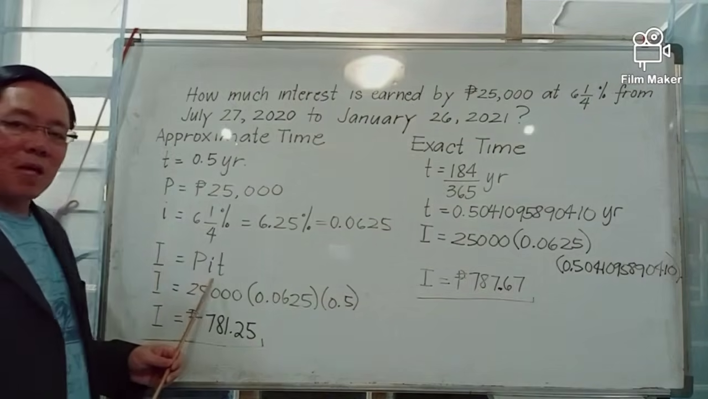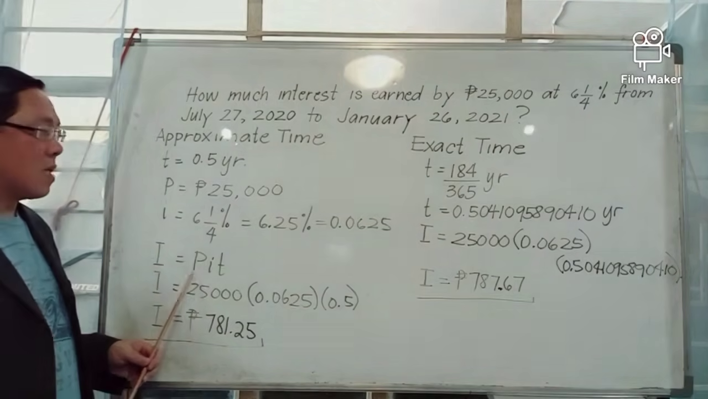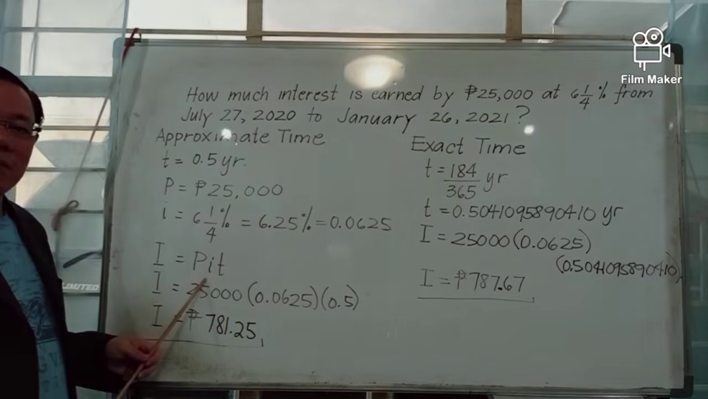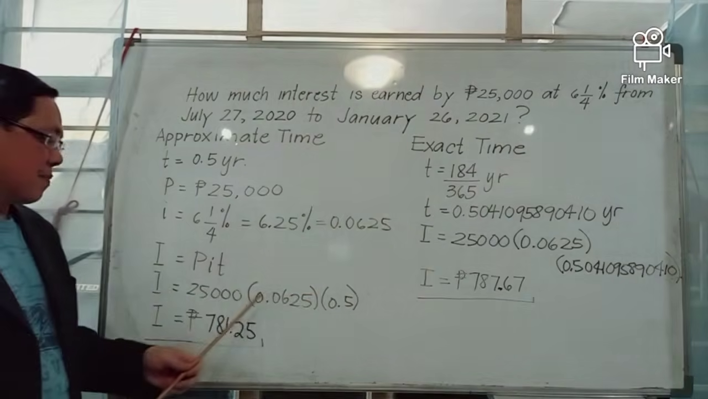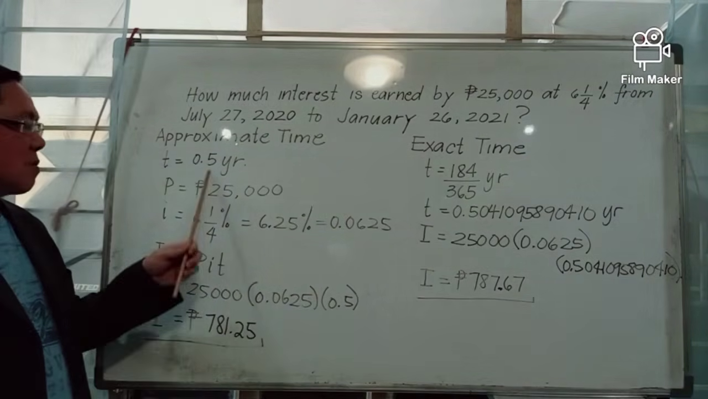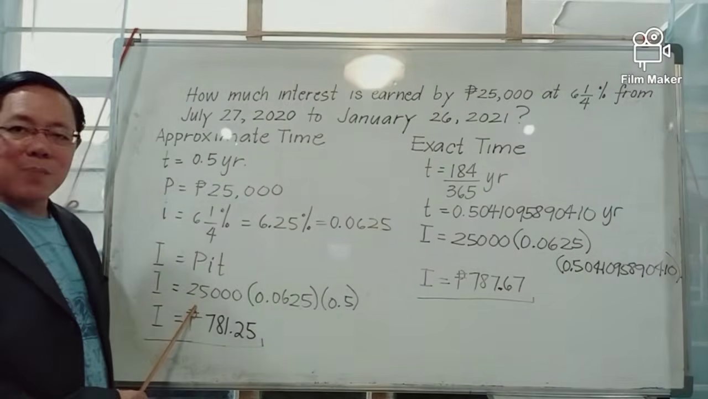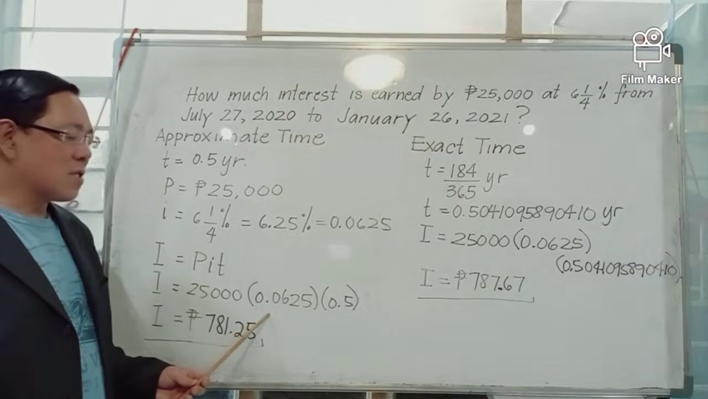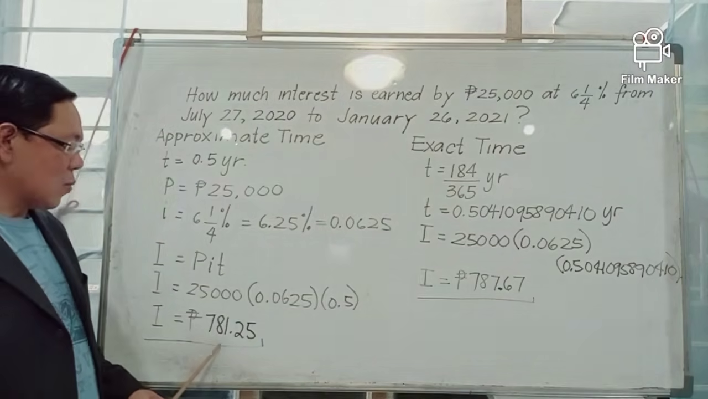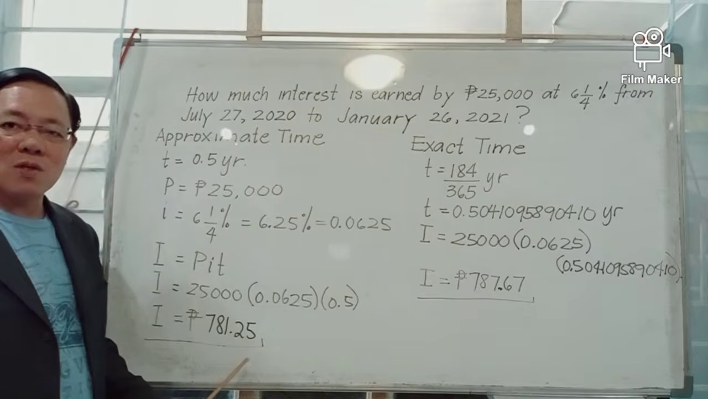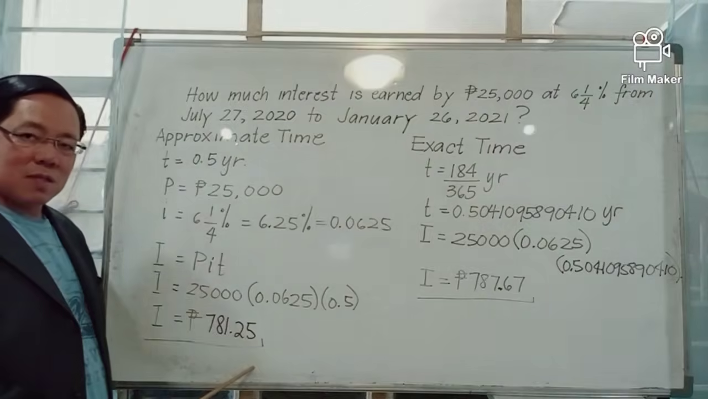In this formula, we substitute for the amount of simple interest. We substitute P, 25,000, multiplied by small i, in decimal number 0.0625, multiplied by time, the approximate time 0.5. And using your calculator, you multiply 25,000 by 0.0625 by 0.5, and you get 781.25 pesos. After you multiply, you now round up the answer to 2 decimal places.